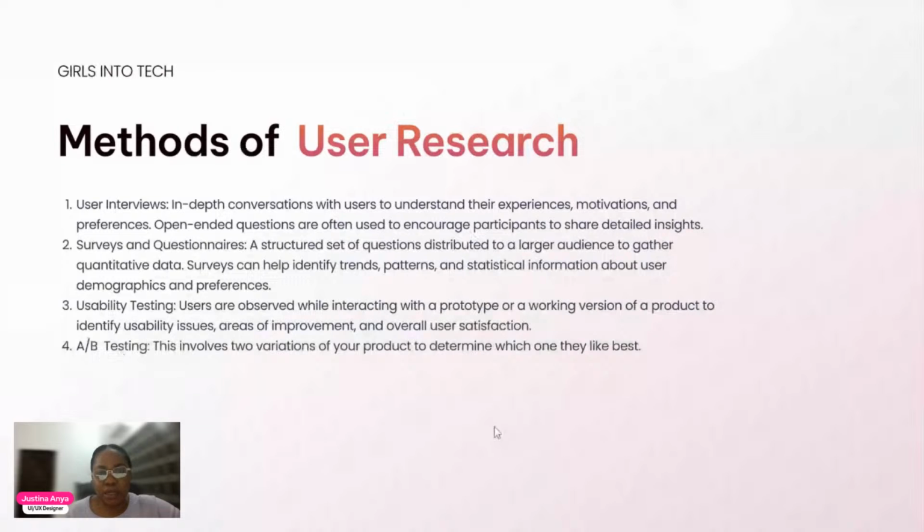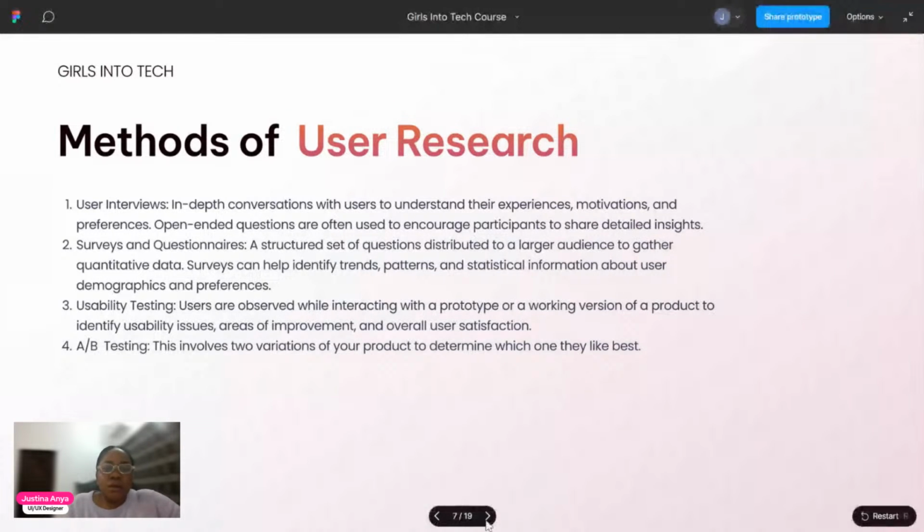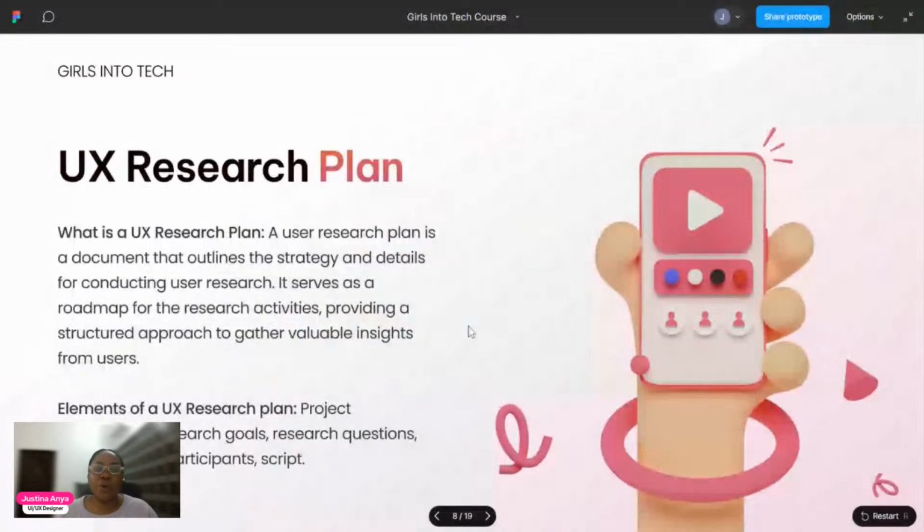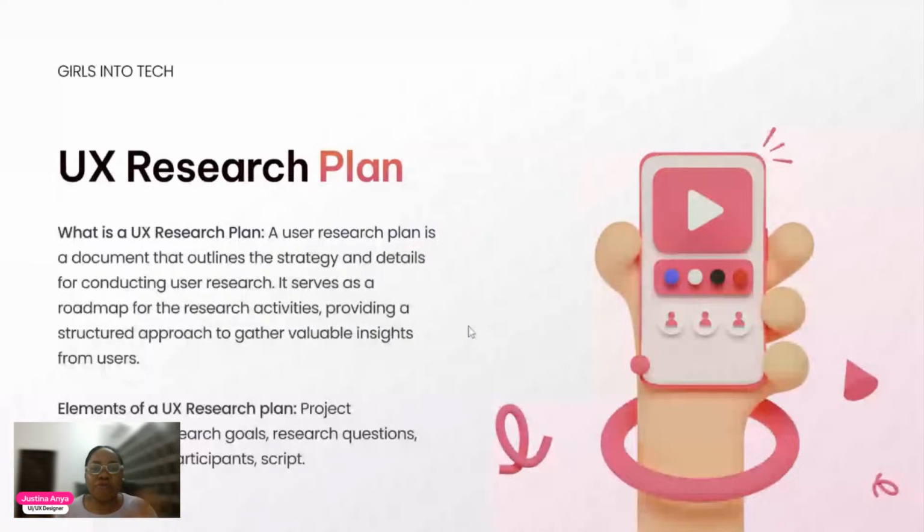Okay, so now we understand the basics of user research. When you fail to plan, you plan to fail. So everything begins with a plan. We want to go and carry out user research, right? We can't just go out there and start sharing. So we need to plan what we want to do and what we want to achieve with this research. So that's where the user research plan comes in.